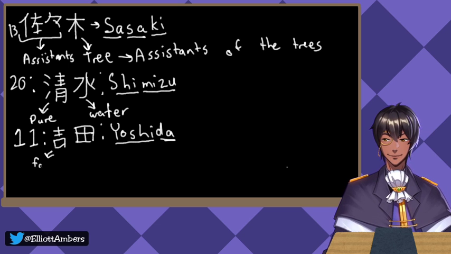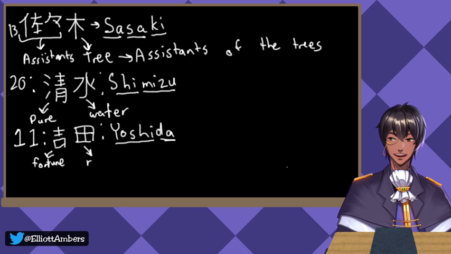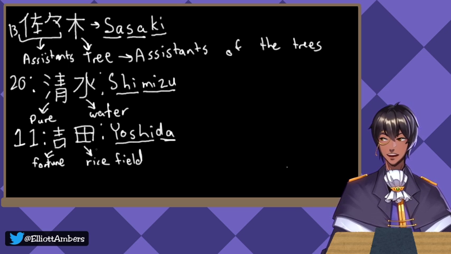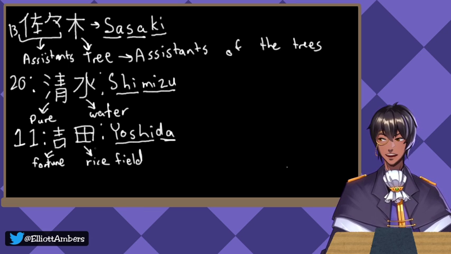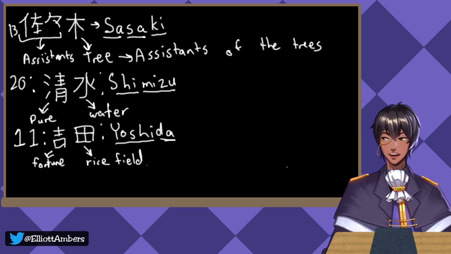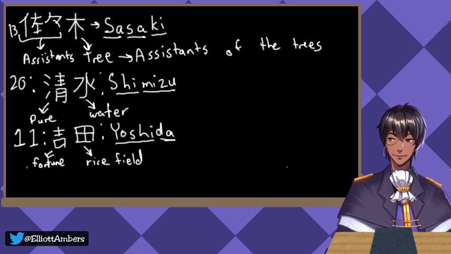This one is pretty simple. Fortune. And this is rice field. So the name Yoshida, very simply, just means the lucky rice fields. So I guess when people had a good harvest, people saw certain rice fields as more fortunate, more lucky. Having a name like Yoshida meant that your family probably lived in an area with a rice field that had consistently good harvests, consistently good yields. So, Yoshi? Yeah.